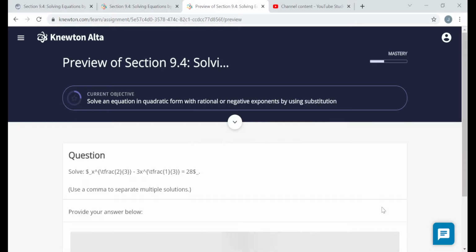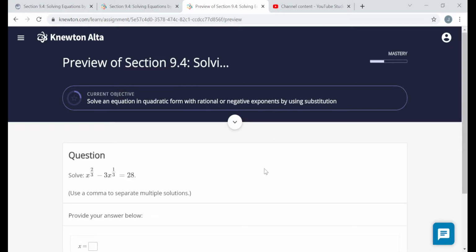All right, now we're back to the other objective where powers will be rational or negative, and it's the same concept. I'm going to be doing some sort of replacement, some sort of substitution to change my current equation into some quadratic equation. I solve that quadratic equation and then substitute back and solve for the original variable.